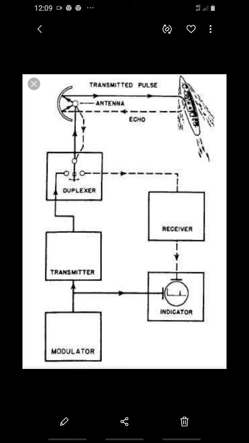Now the transmitter generates high power signals at a microwave frequency range. The generated high power signals are radiated into space by using an antenna through the duplexer. The radar transmitter produces an EM signal to send towards the target for detection.